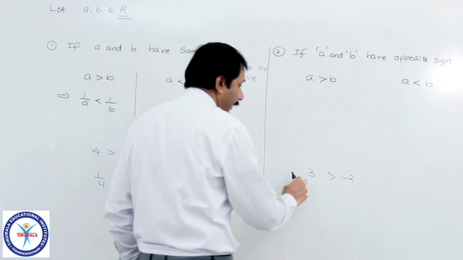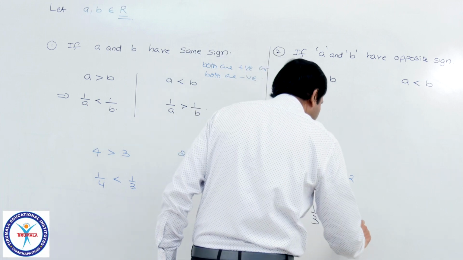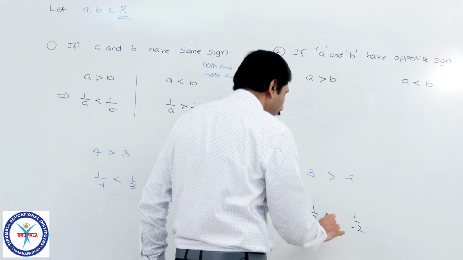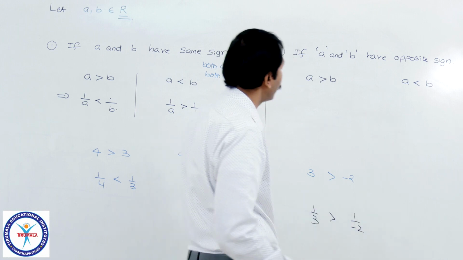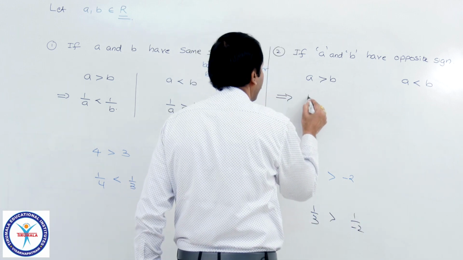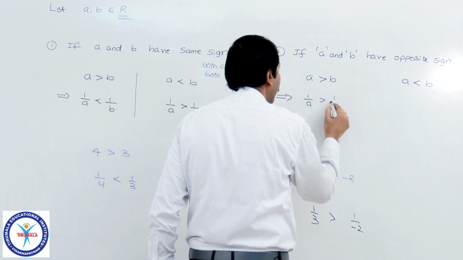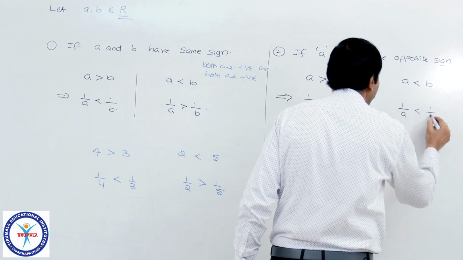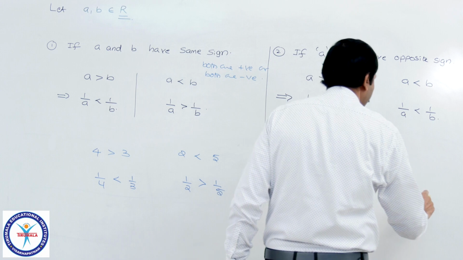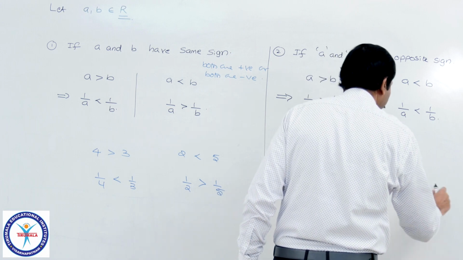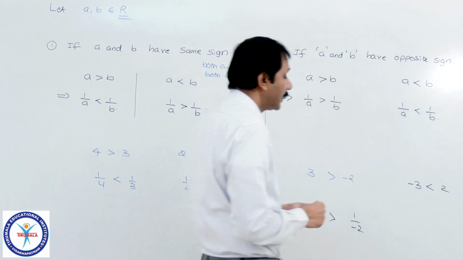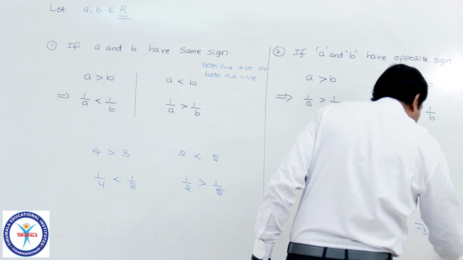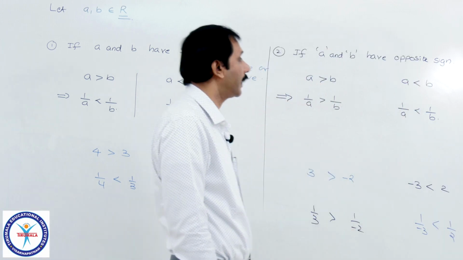If we take reciprocals of this, what will happen? 1 by 3 and 1 by minus 2. One is positive and the other is negative. Even if you take reciprocals, a positive number is always greater than a negative number. Therefore, whenever A is greater than B, 1 by A is also greater than 1 by B, and similarly 1 by A is less than 1 by B in the other case. Suppose I take minus 3 and 2. We know minus 3 is less than 2, and if you take reciprocals, 1 by minus 3 and 1 by 2, obviously 1 by 2 is greater than minus 1 by 3.